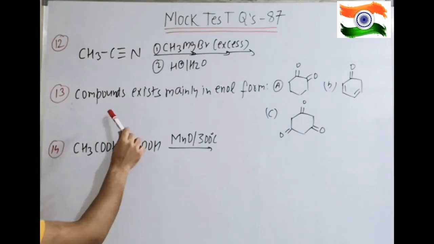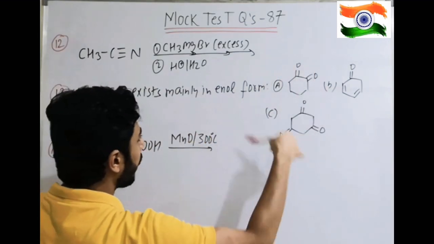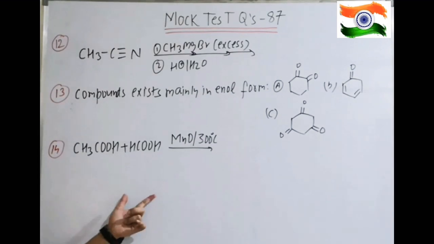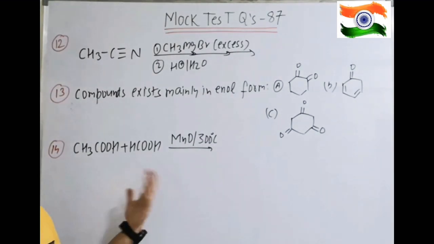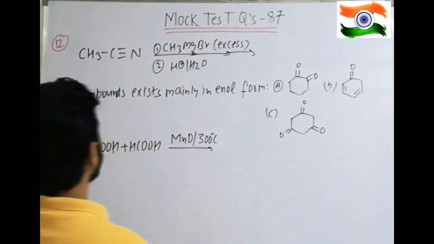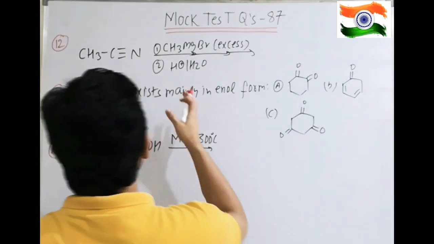Second question is compounds that exist mainly in enol form. Identify among them which will mainly exist in their enol forms. And the 14th one, we have covered this reaction in the mock test only, not given in NCERT, but it is similar to dry distillation of calcium salts. So I'm answering these questions. You can pause this video and try to think about them if you want.